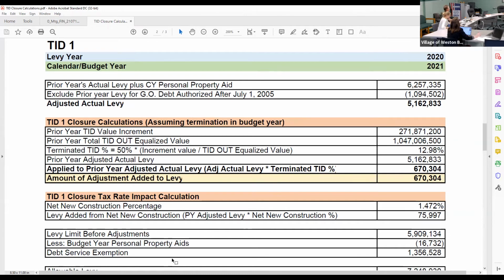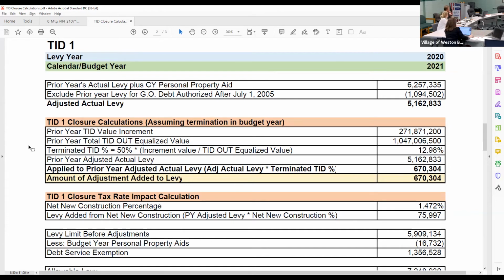So the proposed TID project plan amendment is being edited or updated right now, and Plan Commission would be directed to hold that public hearing by the village board. So Plan Commission will be considering that proposal at their August meeting. It'll be the second Monday of August. Any questions?